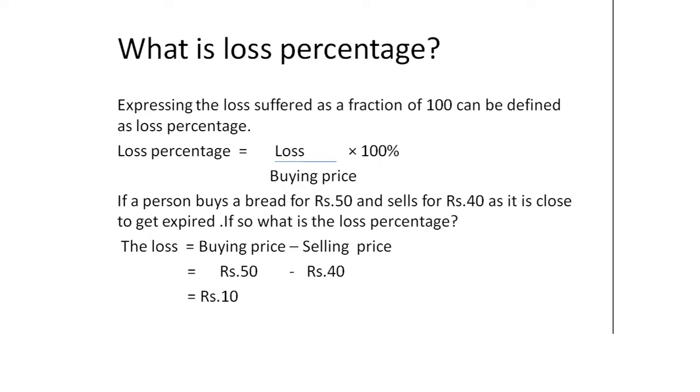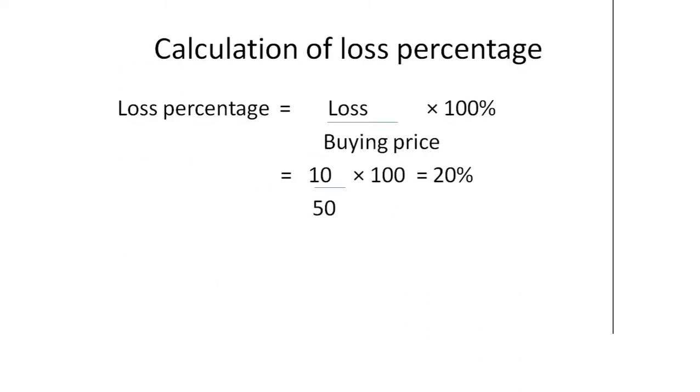What's the next part? Like earlier, we have to write loss as a fraction of the buying price. Loss is 10, buying price is 50. So 10 over 50 is the fraction. We want to convert the fraction into a percentage by multiplying by 100%. So 10 over 50 into 100 is 20%, the percentage of loss.